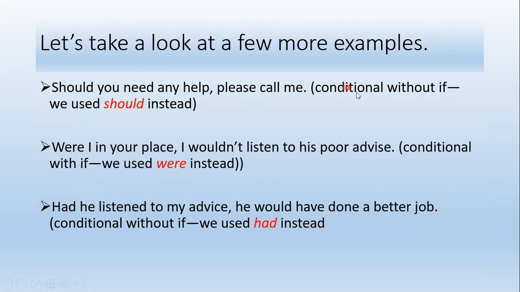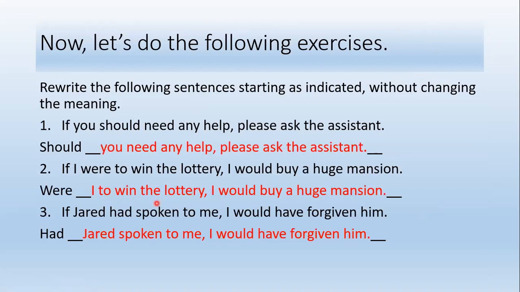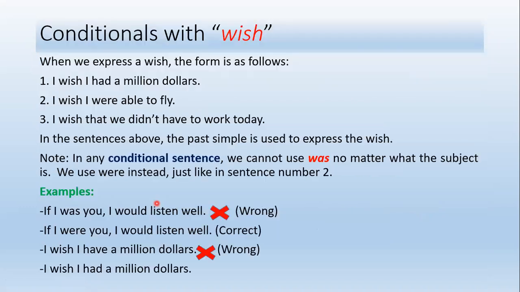So we can replace if with should, were, or had, and also switch the position of those verbs and the subject. So we start the sentence with them: should you, were I, had he. Okay, here you have some exercises for you to practice. Then you can check the answers. You have here the answer key, and then the conditionals with wish.